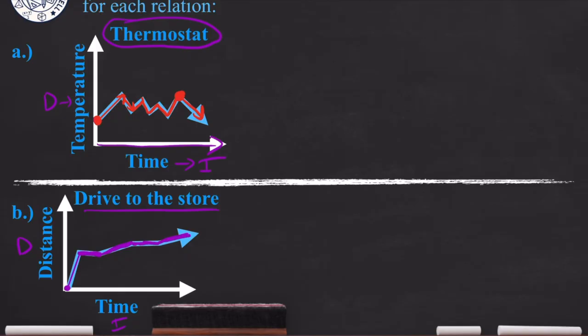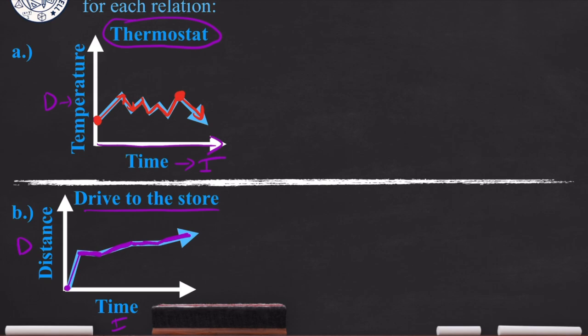So this graph right here, initially we started going at a pretty rapid pace. We stopped, we kept going, we stopped, and we waited for a little bit. Then we started going again. Maybe traffic was bad. We stopped again, and then we get going again as we get closer to the store or farther away from home, depending on how you're wanting to look at it. So that's interpreting this graph.